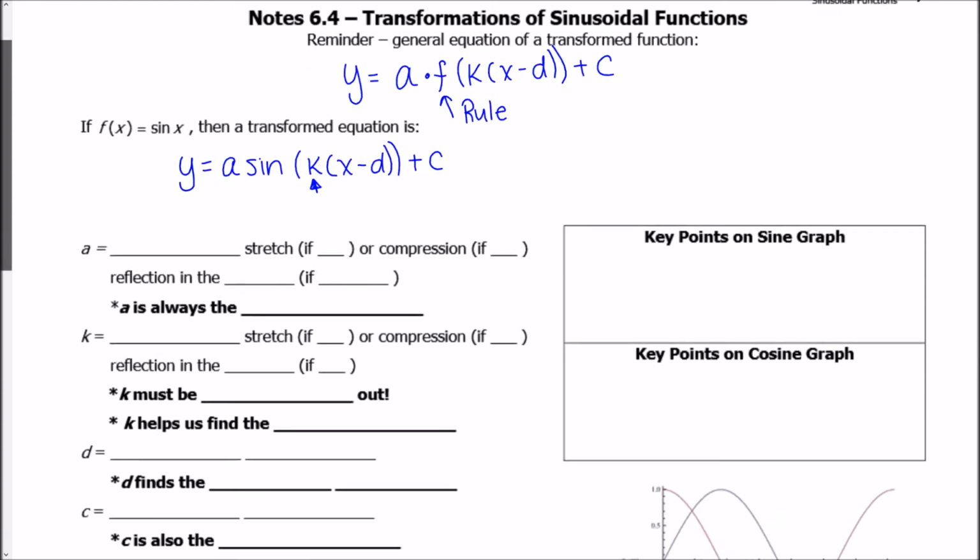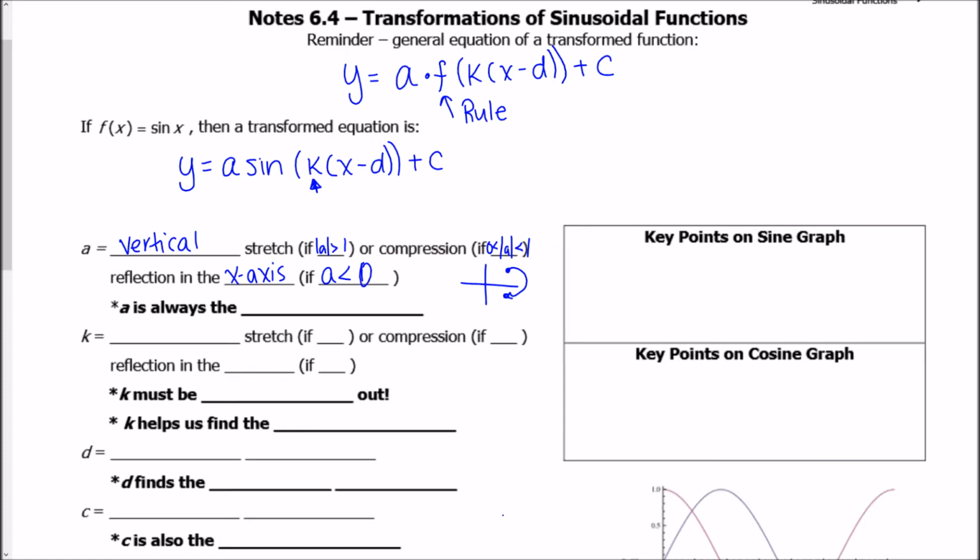Okay, so just a quick review that a is a vertical stretch if the absolute value of a is greater than 1, or a compression if the absolute value of a is between 0 and 1, okay? And it also indicates a reflection in the x-axis, because remember your y's are changing signs, so if you're reflecting in the x-axis, your y values are changing if a is less than 0, or in other words, if a is negative, okay?